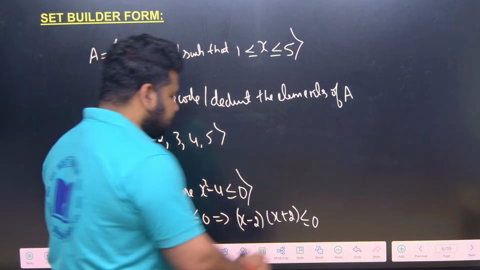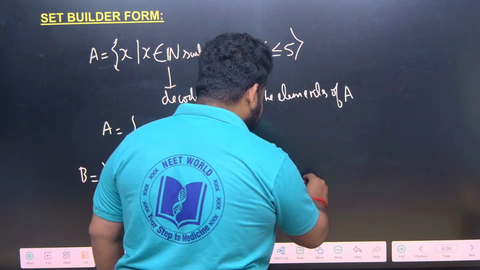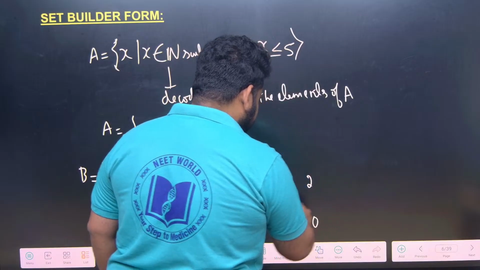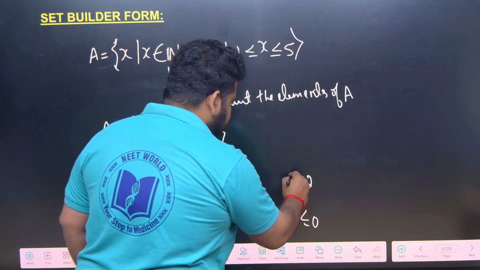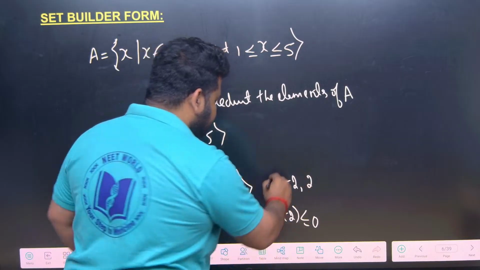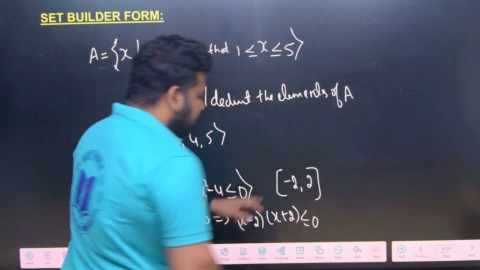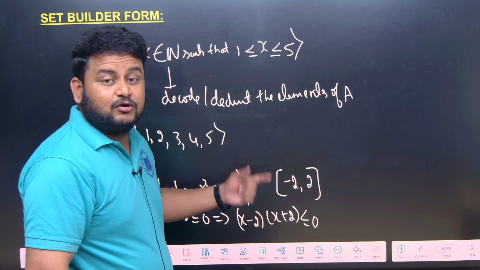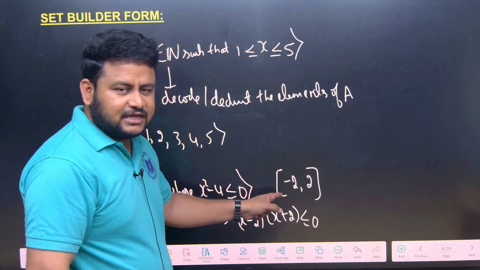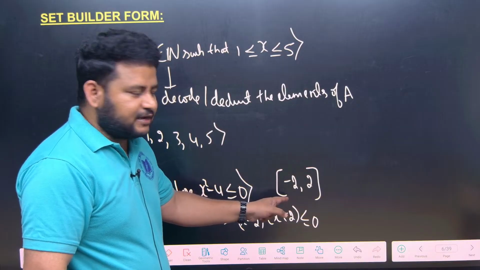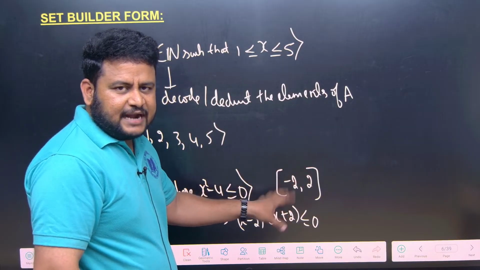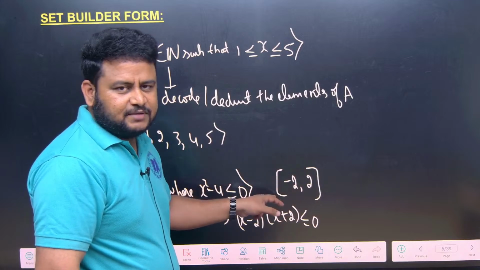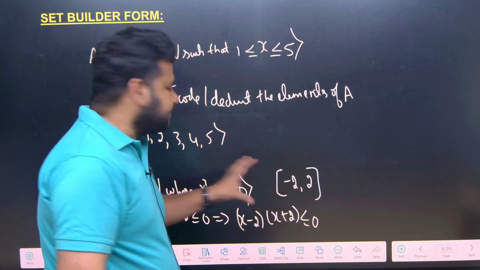This gives me x minus 2 is less than or equal to 0, which means I will get 2. x plus 2 is less than or equal to 0 means I will get minus 2. Since it is less than or equal to 0, we will write it as a closed bracket. About this, I will be talking when I talk about intervals. So we will write it like this, minus 2 to 2. All the numbers between minus 2 and 2, including minus 2 and 2, are the elements present in set B.